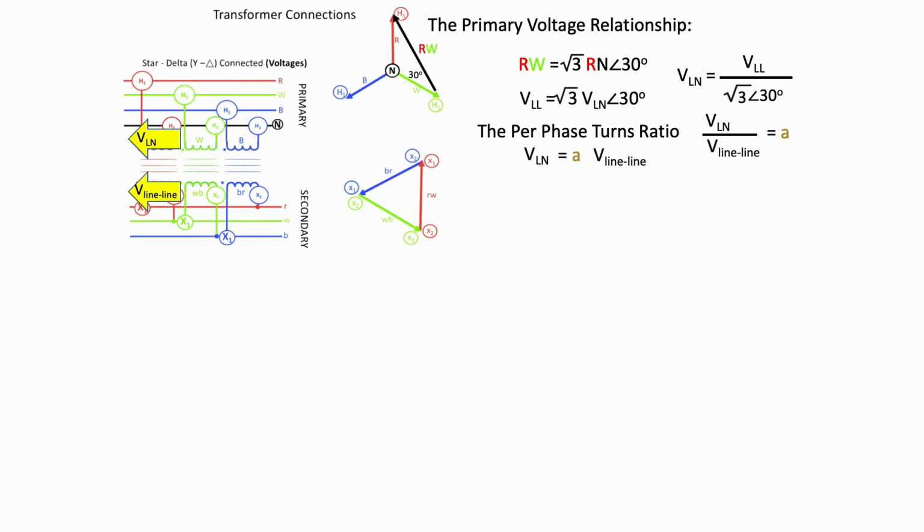Now, in order to find out what the turns ratio is, I could take the line to neutral primary voltage and put it over the line to line voltage on the secondary, and that would give us the turns ratio of each of these legs of these transformers. And I'm going to rewrite that equation such that the voltage line to neutral on the primary is equal to A times the voltage line to line on the secondary.